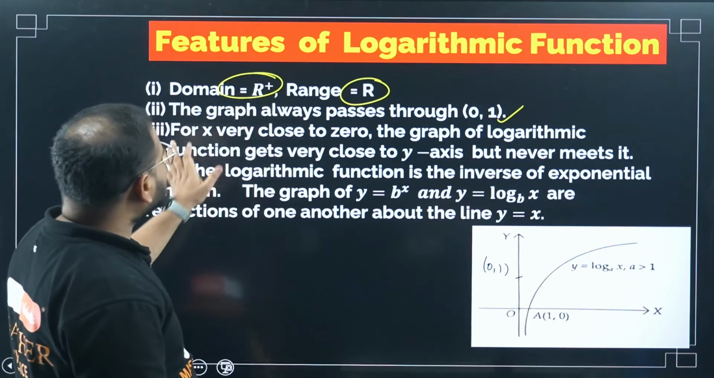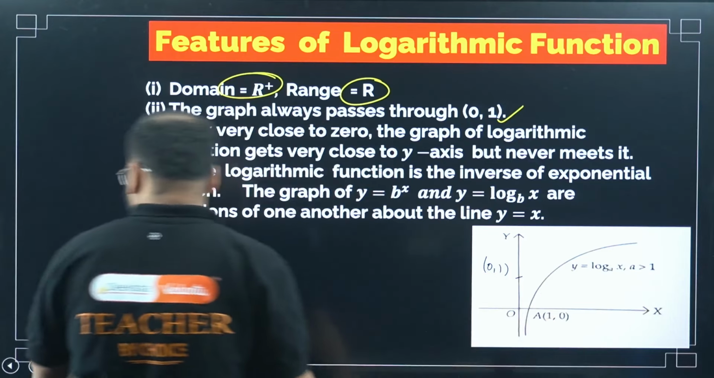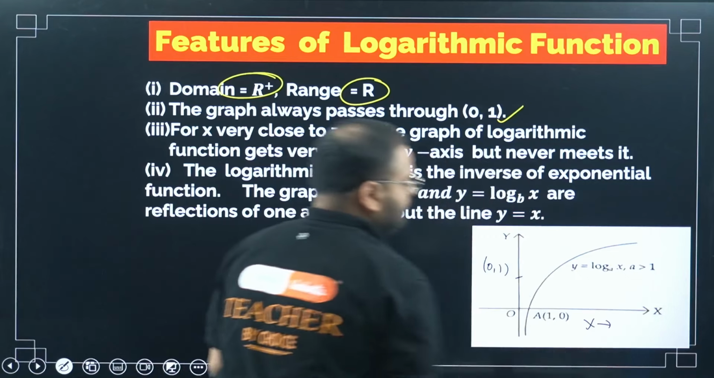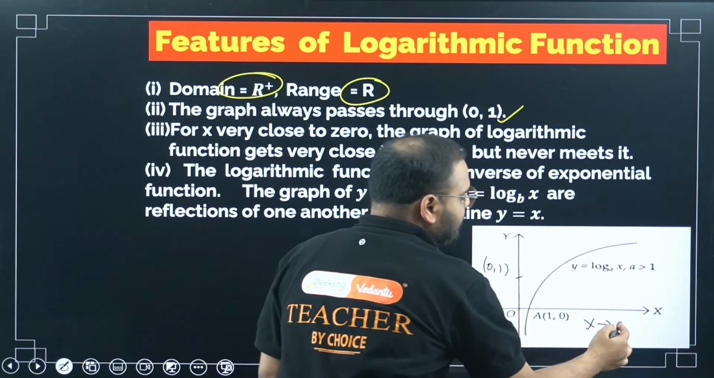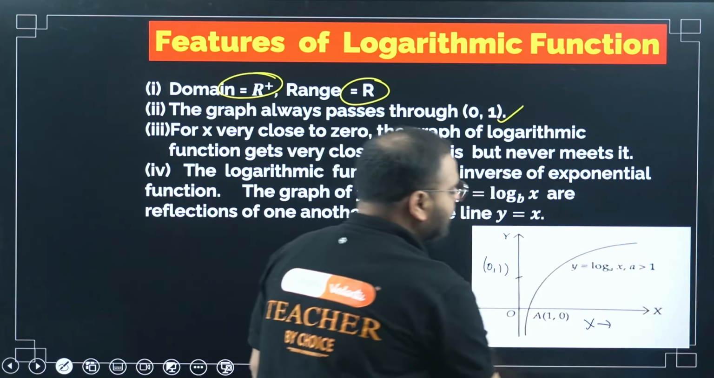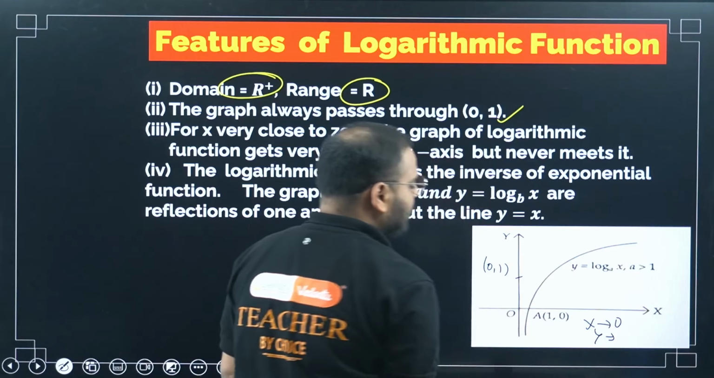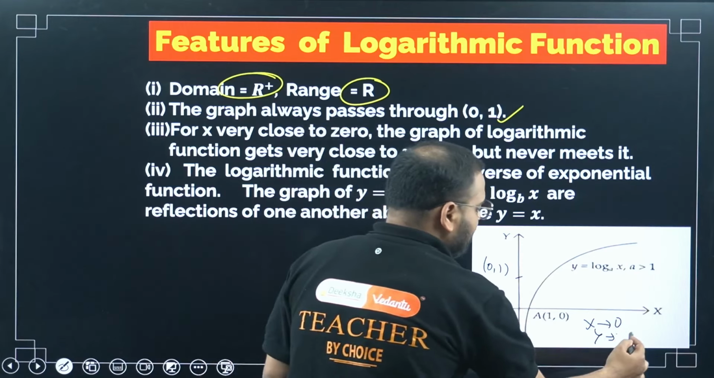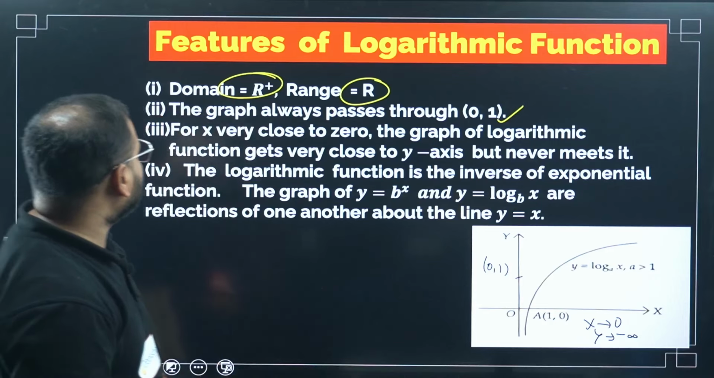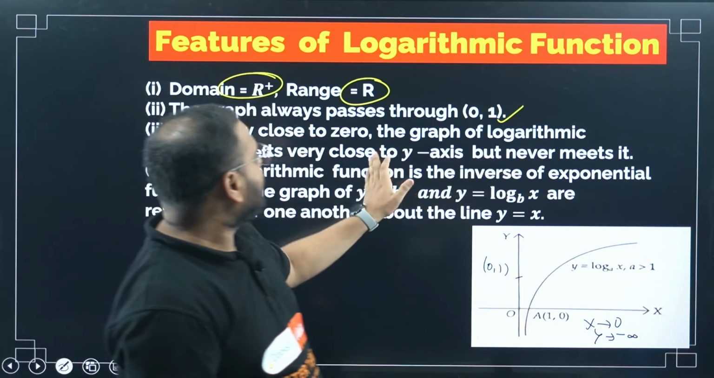Okay. For x very close to, now again this I don't have to delay, right? I can draw from here only. For x tends to whatever: when x tends to infinity, y tends to infinity. Please check, x going to infinity, y tends to infinity. When x tends to 0, y tends to what? Negative infinity, right? For x very close to 0, the graph of the logarithmic function gets very close to the y axis.